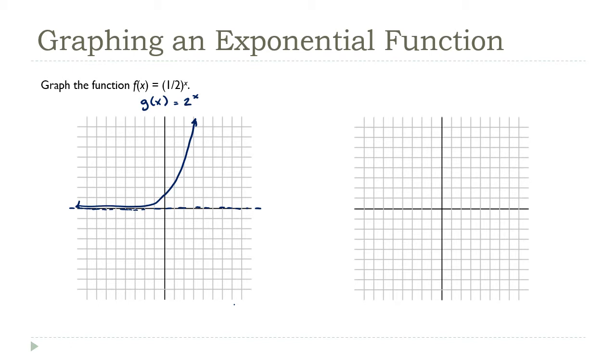Now, here's how I want you to think of that 1/2. Right? I want you to think of that 1/2 as 2 to the negative first. That means f of x is 2 to the negative first to the x power, which is 2^(-x). Now I can see what's going to happen here again, thinking about transformations. Right? When I put a negative in front of the x variable, that is a reflection across the y-axis.